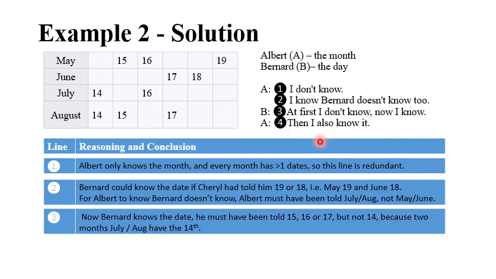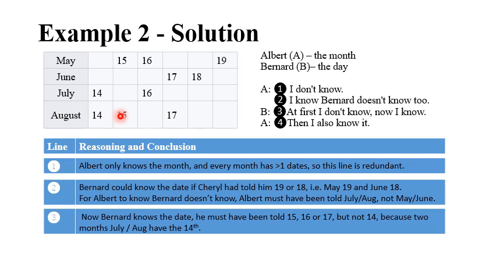So this is the information from line 3. And now line 4. Line 4 is from Albert. Albert says, then I also know it. So knowing that the day that Bernard is having is either 15, 16, or 17, Albert said, now I know as well. Then it must be July the 16th.